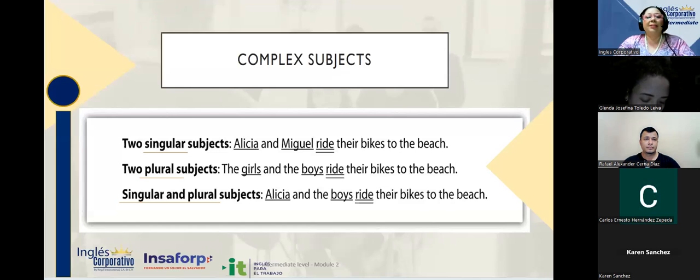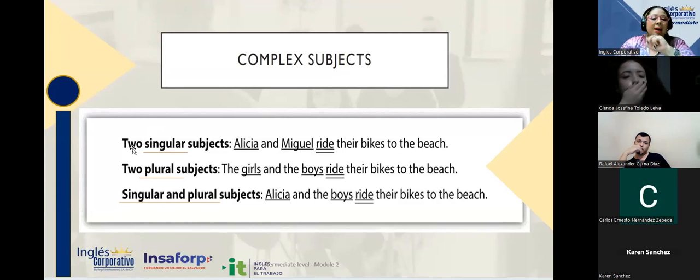Vale. Estos se llaman complex subjects. Ayer estábamos viendo algunos que se componen de diferentes elementos, ¿verdad? Tenemos de diferentes formas. Estos tres son unos de tantos, ¿ok? Identificables porque tenemos two singular subjects, like Alicia and Miguel, right? Miren, utilizamos el plural porque es como they. Alicia and Miguel ride their bikes to the beach.